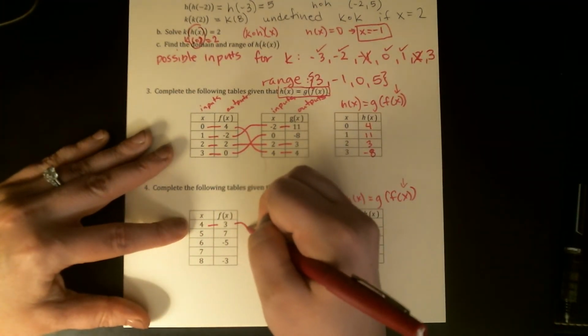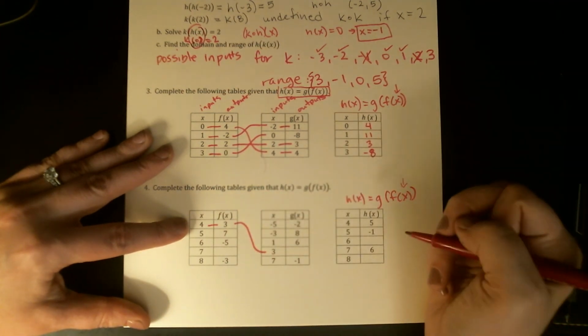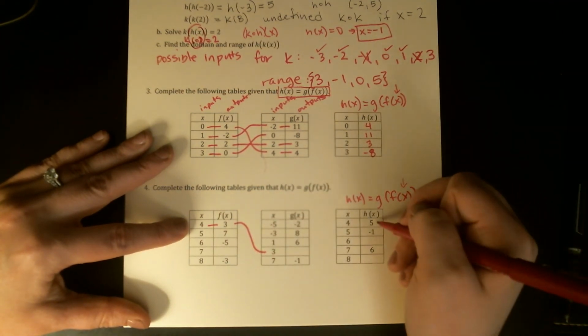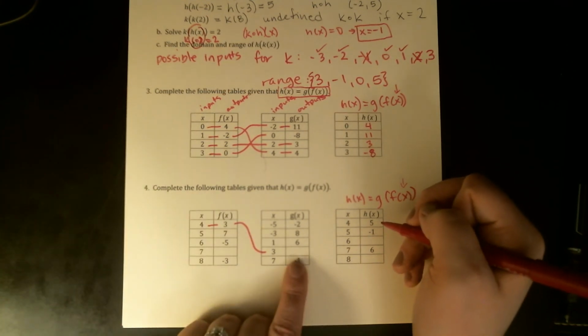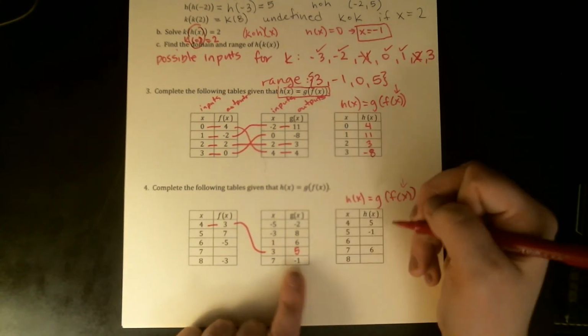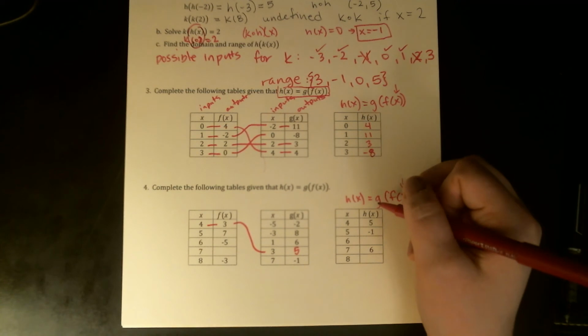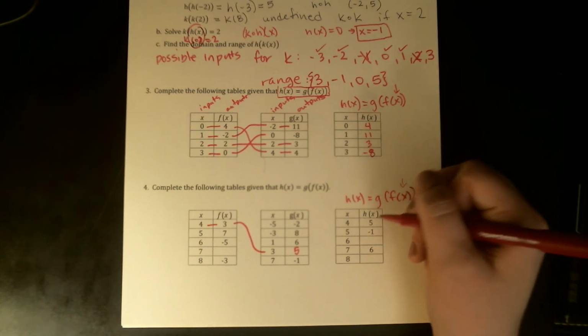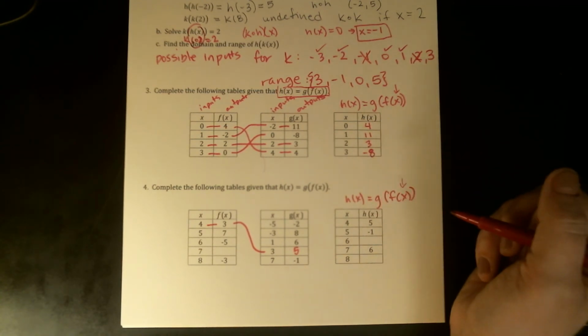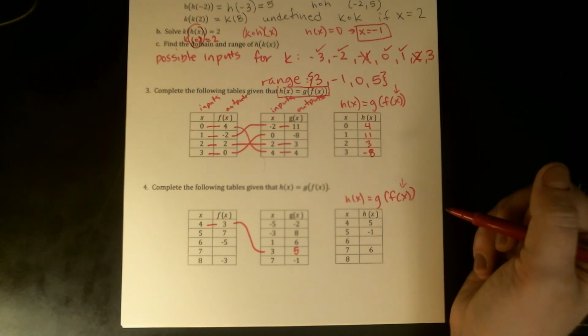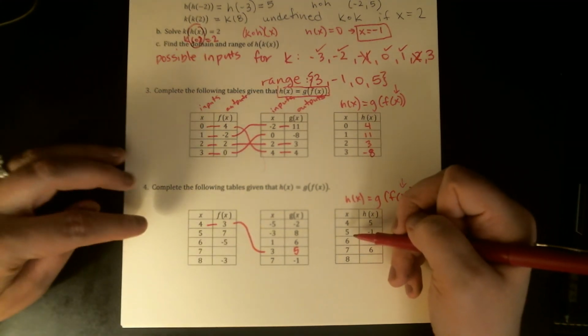If I then plug the 3 into g, it does in fact tell me something I didn't know. I know because this tells me I'm supposed to get a 5, so I need to put a 5 right here. So the output of g has to be 5, because that's what gives me the values of the composition, the values of h.